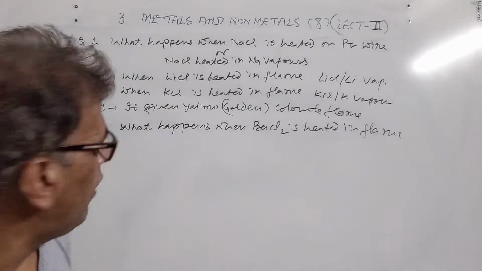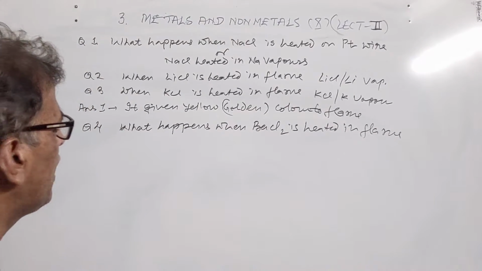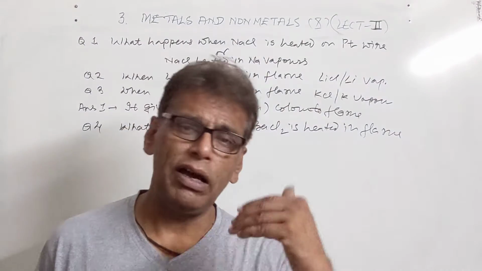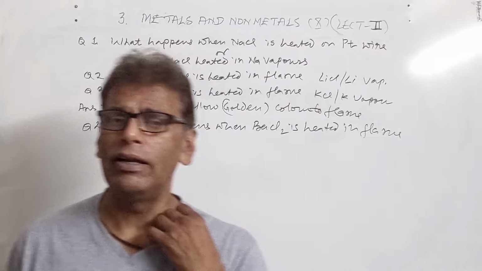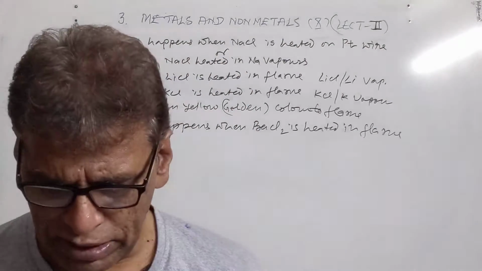And then we have calcium. We have seen that calcium gives a brick red color to the flame. So these flame colors, what kind of color is produced by what kind of metal, are to be kept in mind. They can be asked sometime in the exam.